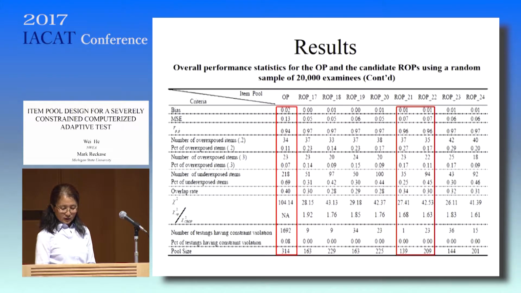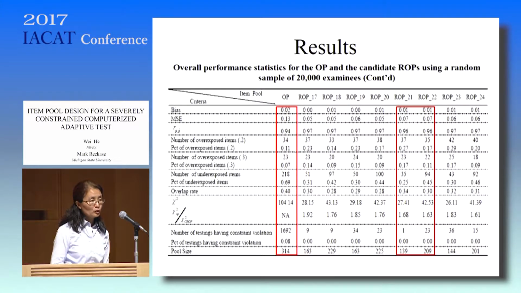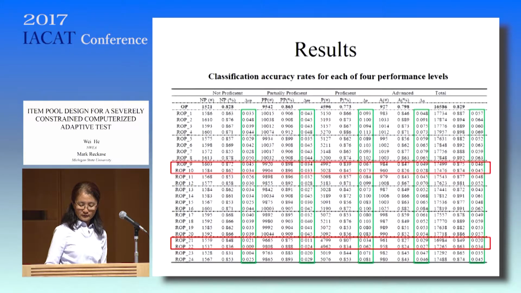Those are the overall performance statistics. So in general, the candidate item pools actually perform much better than the operational item pool. And this is the classification accuracy. If you look at the last column, you can tell that all the candidate item pools can classify the examinees much better into different performance categories.